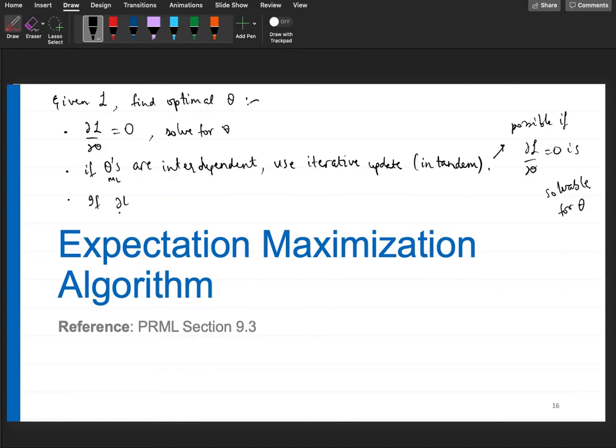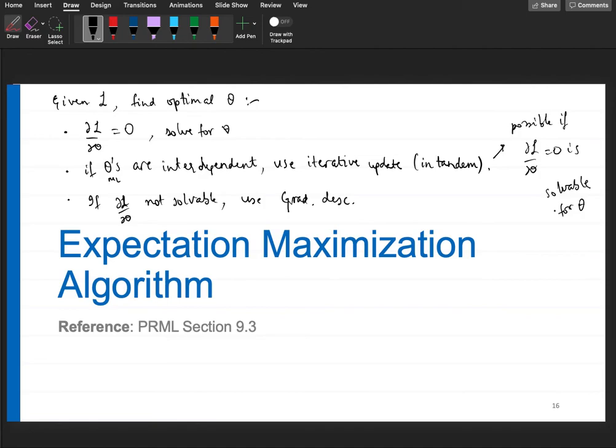If ∂L/∂θ is not solvable, that's what we did with deep learning: use gradient descent. Yeah, that's why I wrote in tandem. I didn't want to confuse you. Which means that you exactly solve for one theta to find its estimate, keeping other thetas fixed. But if ∂L/∂θ is not solvable at all, then you use gradient descent.